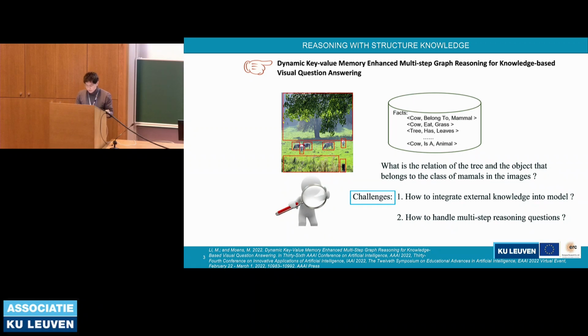So what is multi-step reasoning? Let's take a look at this question. What's the relation of the tree and the object that belongs to the class of mammals in the image? To answer this question, in the first step, the agent has to understand which objects in the image belong to the class of mammals. And in the second step, it has to reason about the relation between the tree and these objects.